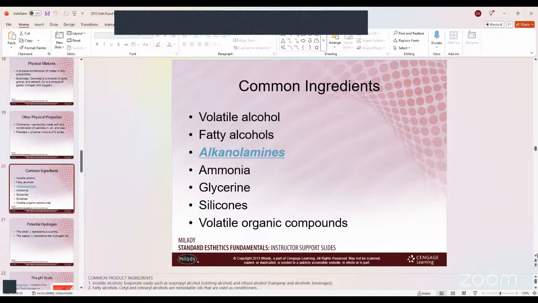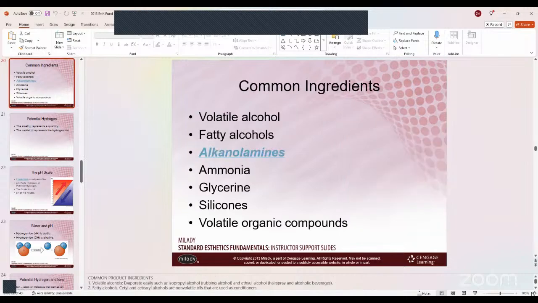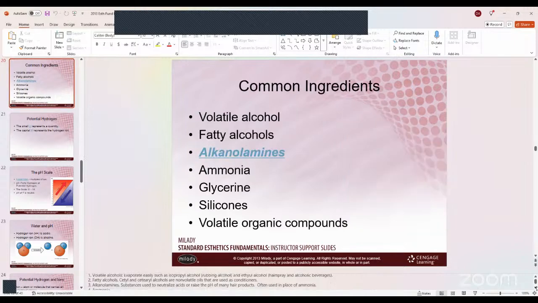Alkylamines. Hope I said that correctly. Alkylamines. Substances used to neutralize acids or raise the pH of many hair products, often used in place of ammonia, which is a good thing. Okay. Substances used to neutralize acids.